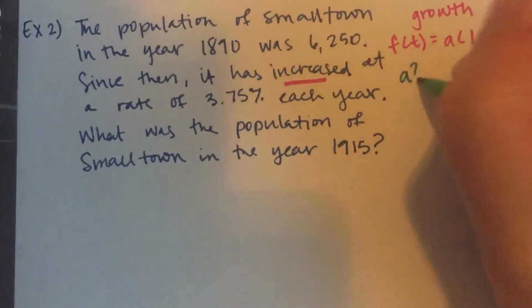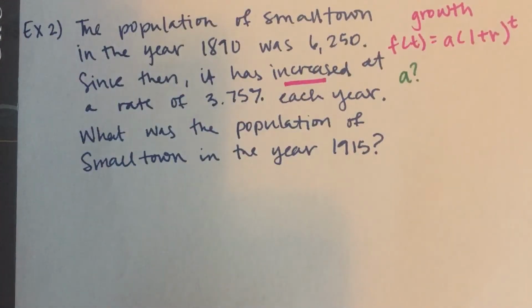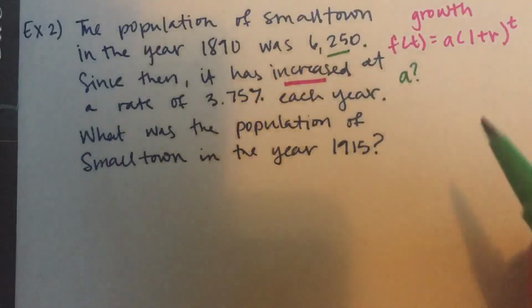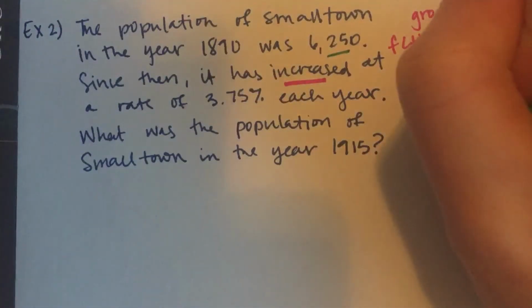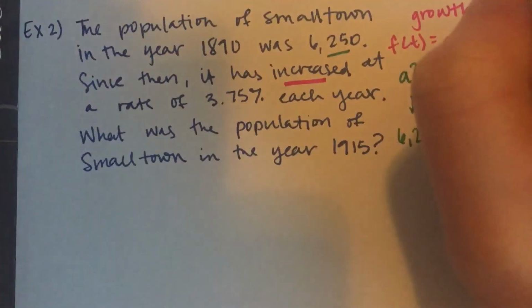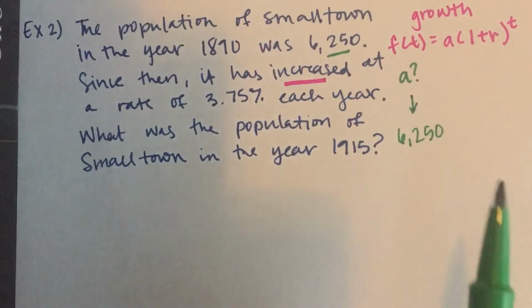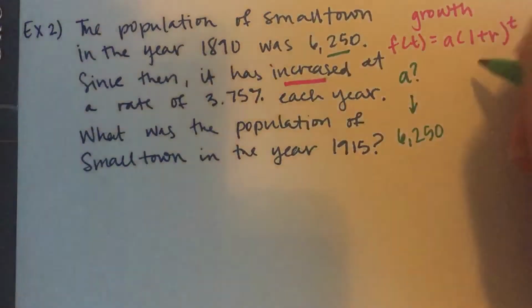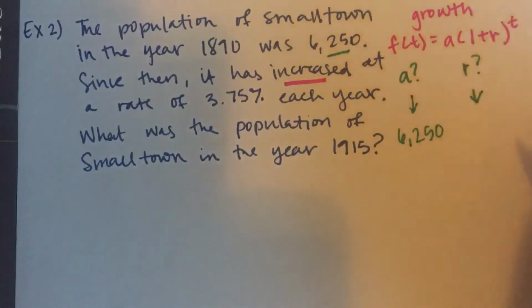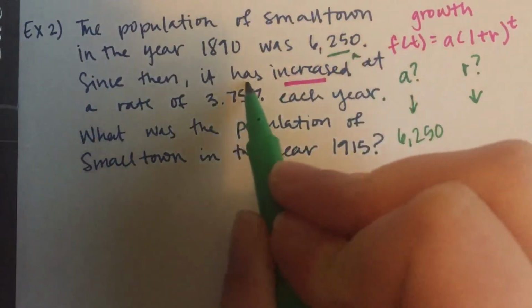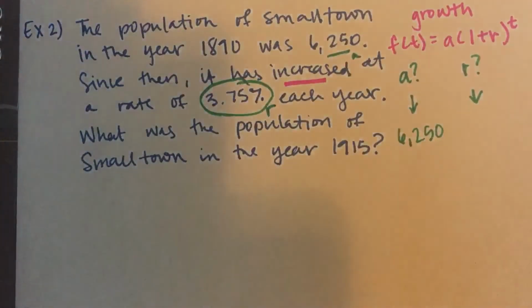And so our a value, our initial value, is the number of people that small town had to start off with. And in this particular case, we start with 6,250 people. Okay. And after we've identified our number of people we start out with, we want to figure out our rate, how fast small town is growing. And it tells us that we are growing by a rate of 3.75%.